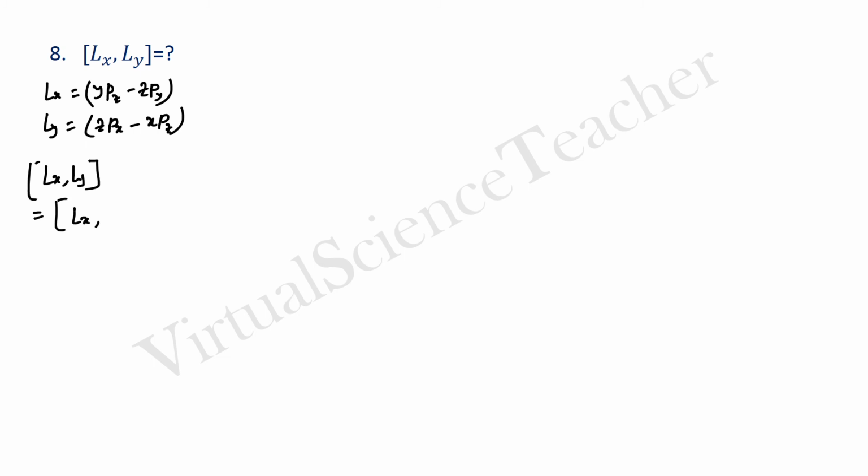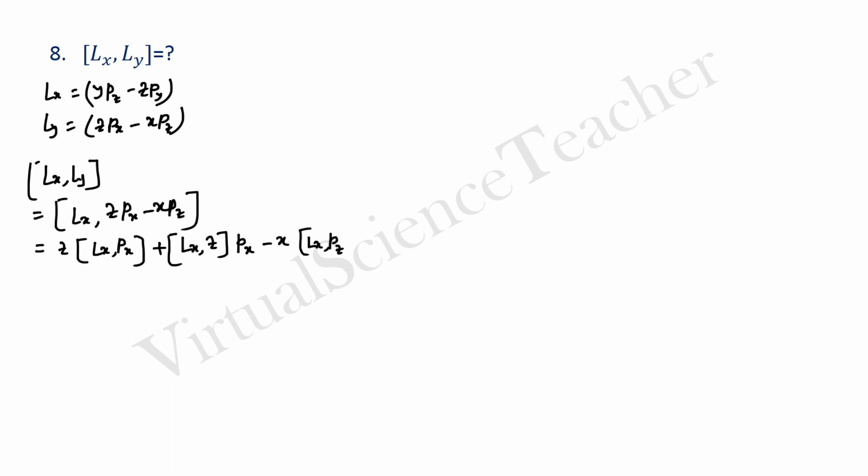Lx remains unchanged, and Ly equals z px minus x pz. Z goes to the left side, Lx and px commute with each other, and then Lx and z have to commute, px goes to the outside, then x goes to the left side, Lx and pz, and then Lx and x, pz goes to the right side. So the first term gives us 0, and the fourth term gives us 0.